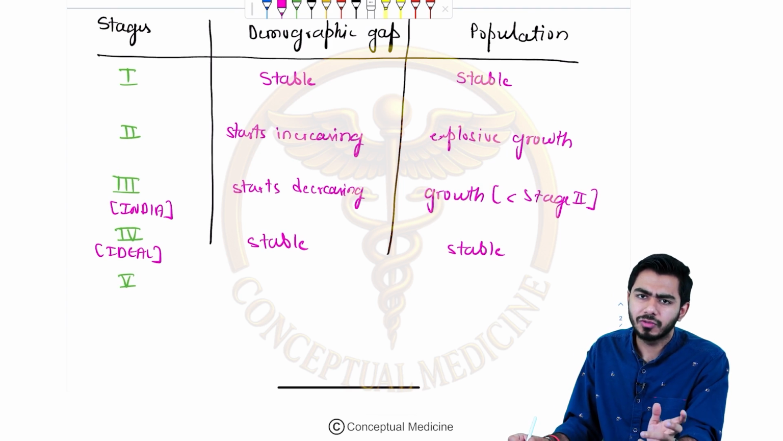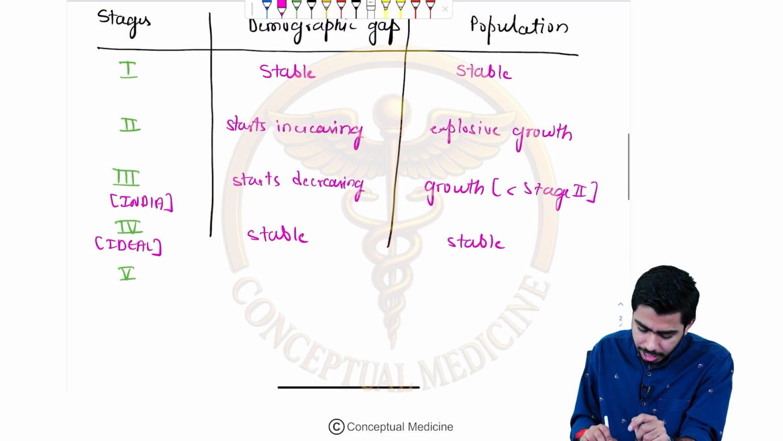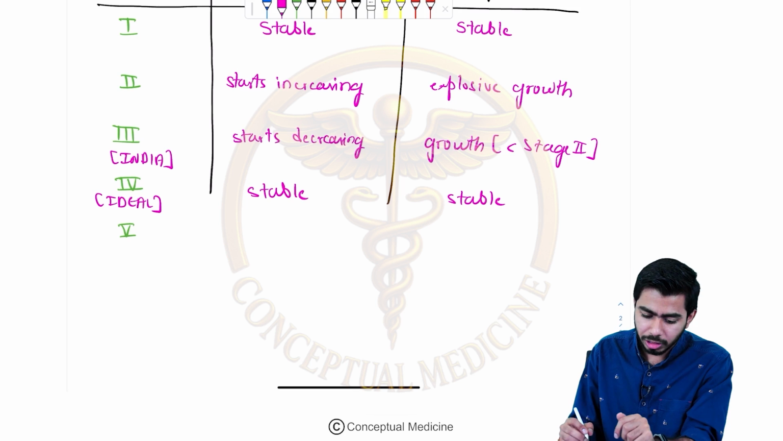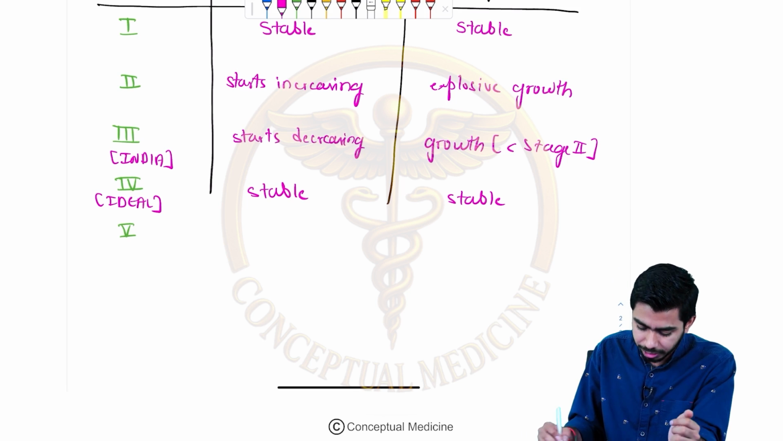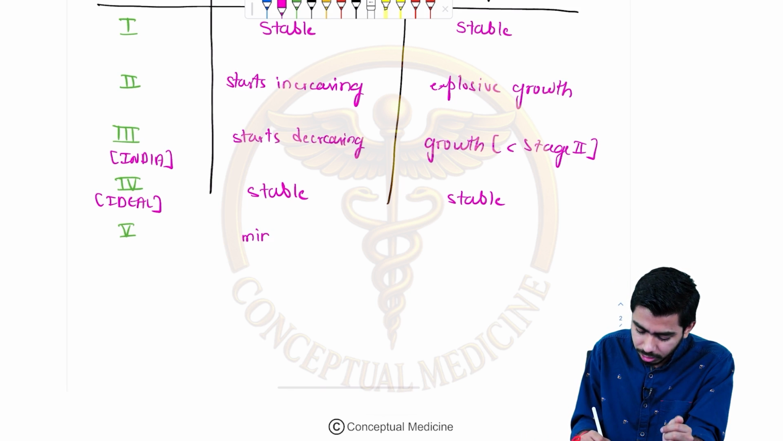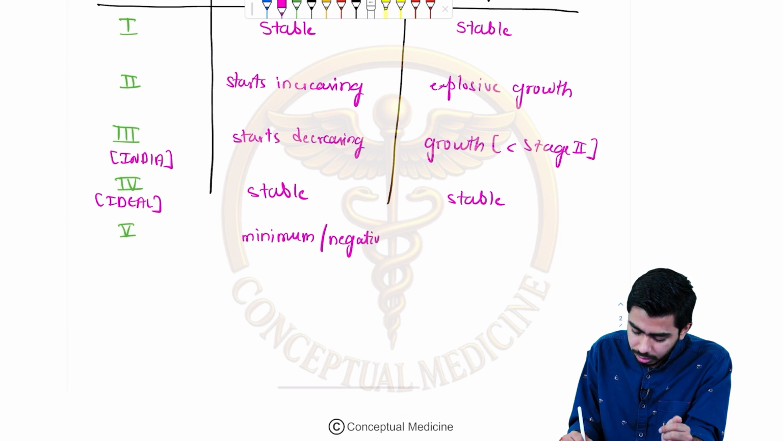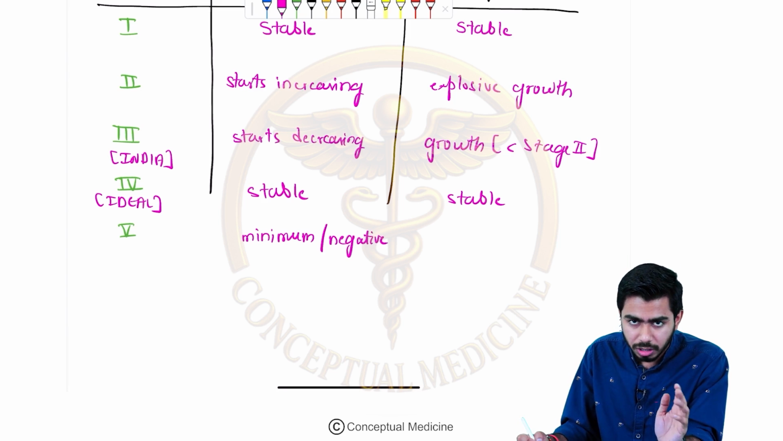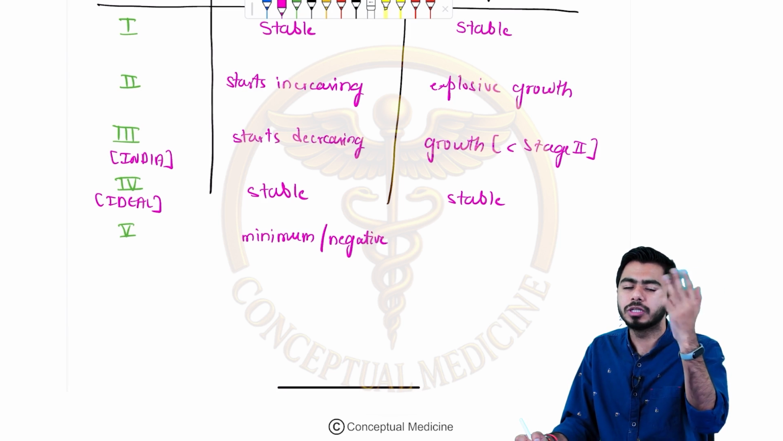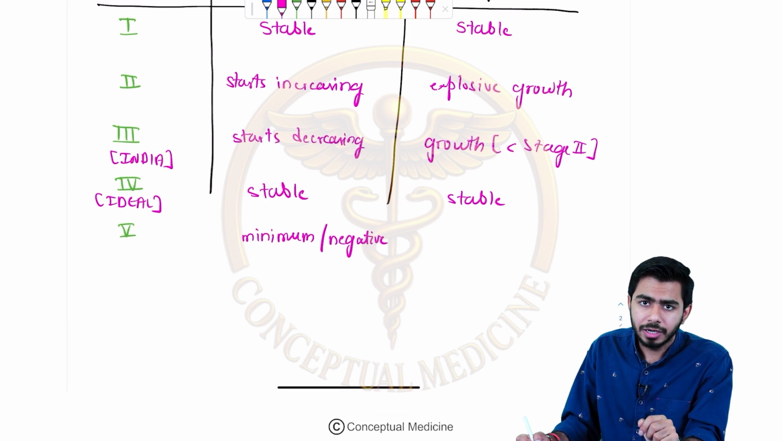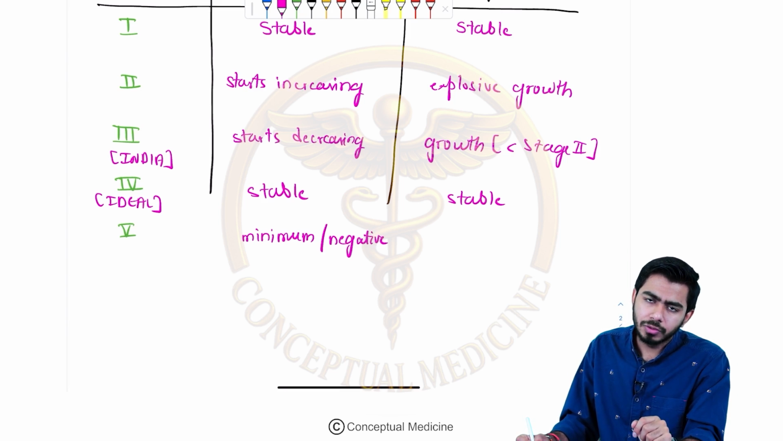For example, most of the developed countries are coming in this stage, and at last in stage 5, the demographic gap will be declining. So minimum demographic gap will be seen, or a negative demographic gap might be appreciated. If you talk about the population, obviously the death rate will be more, the birth rate will be high in this case.